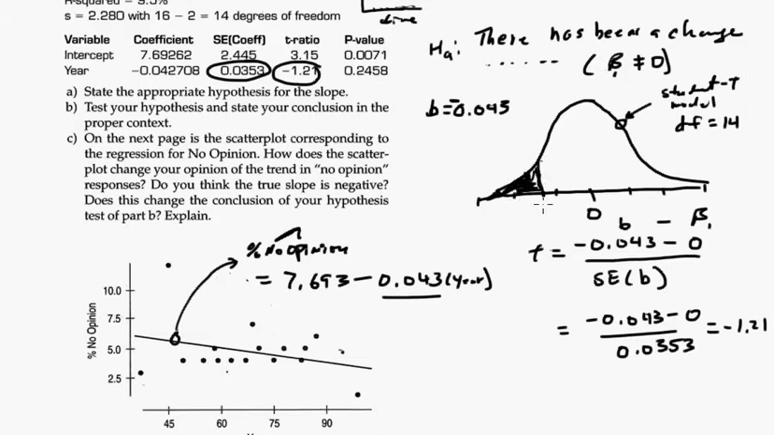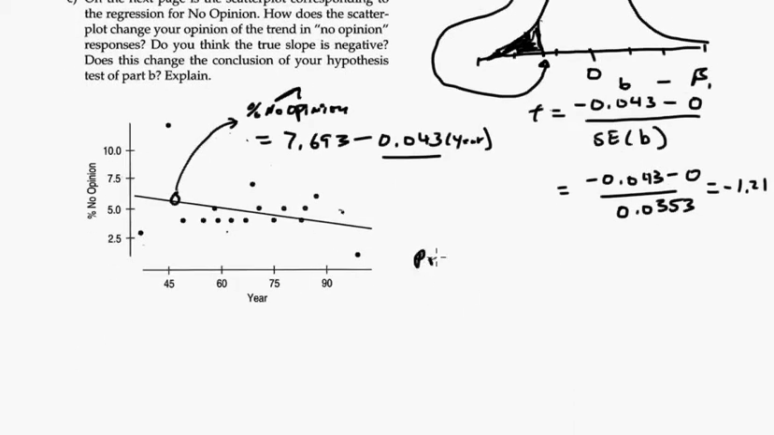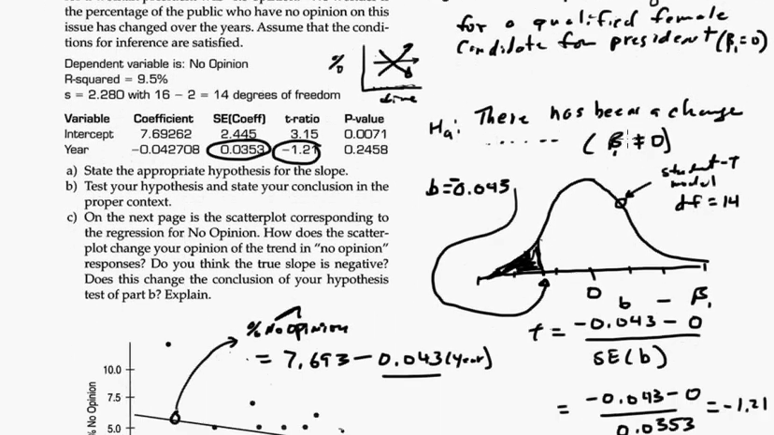Okay, so that's the value. The p-value equals 2 times the probability of t less than minus 1.21, because we made it 2-tailed when we said not equal to.